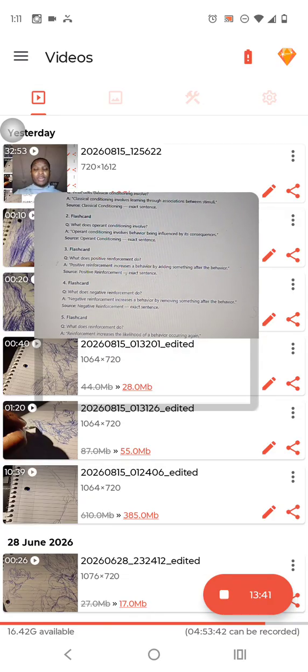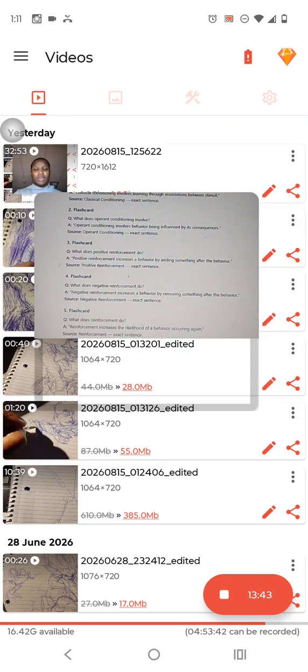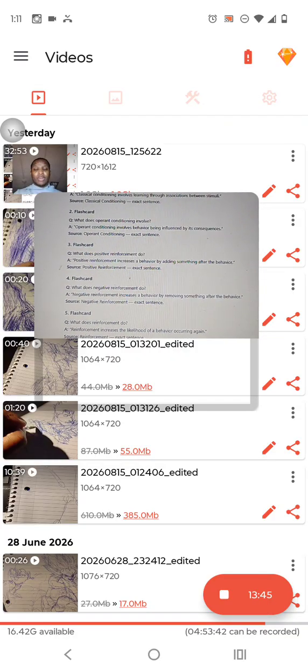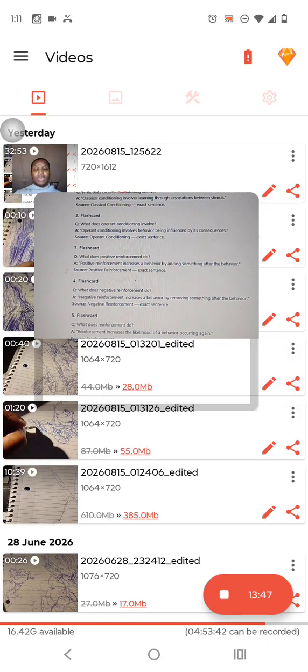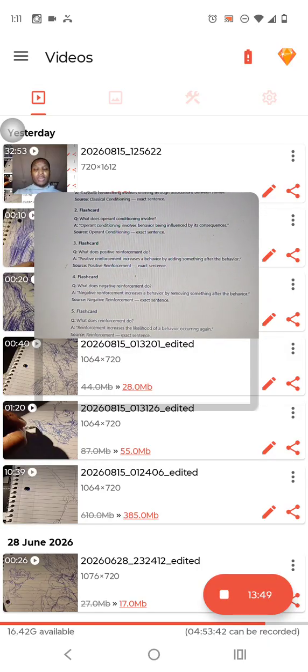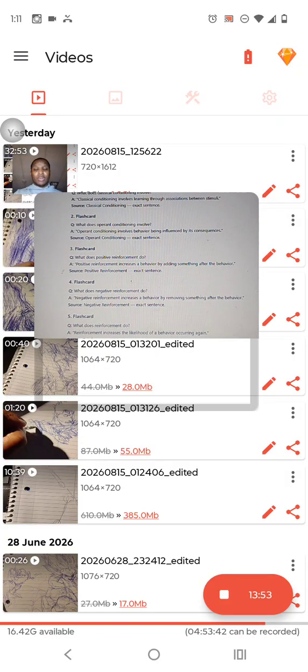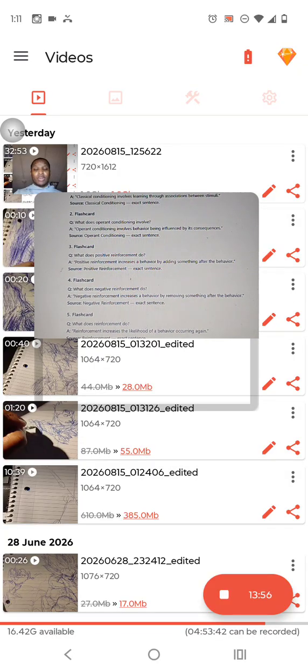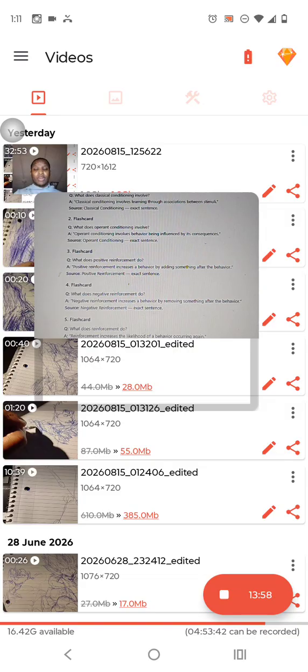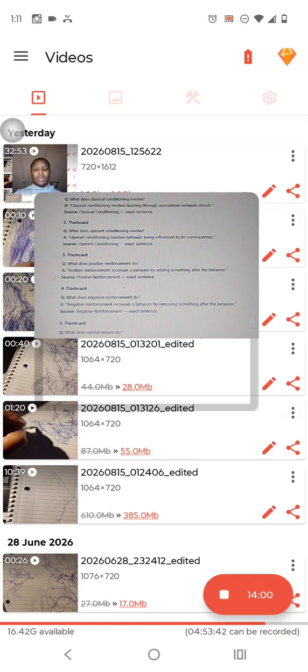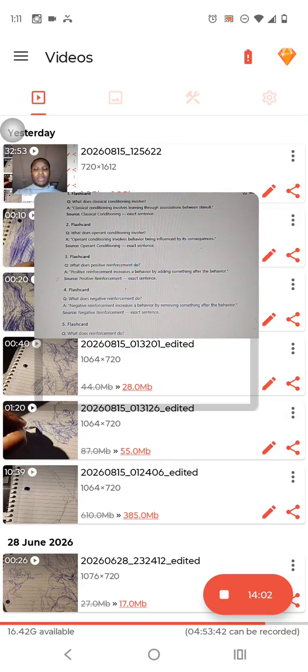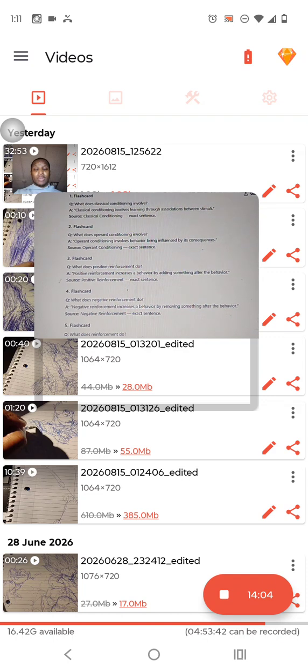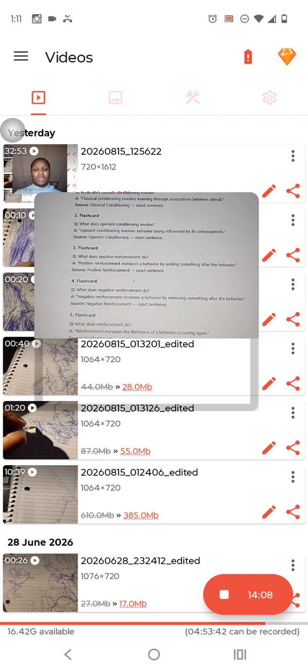Flashcard 3 is, what does positive reinforcement do? The answer is positive reinforcement increases a behavior by adding something after that behavior. The source is positive reinforcement, and it's the exact sentence. Flashcard 4 is, what does negative reinforcement do? The answer is negative reinforcement increases behavior by removing something after the behavior. The source is negative reinforcement, and that's the exact sentence.